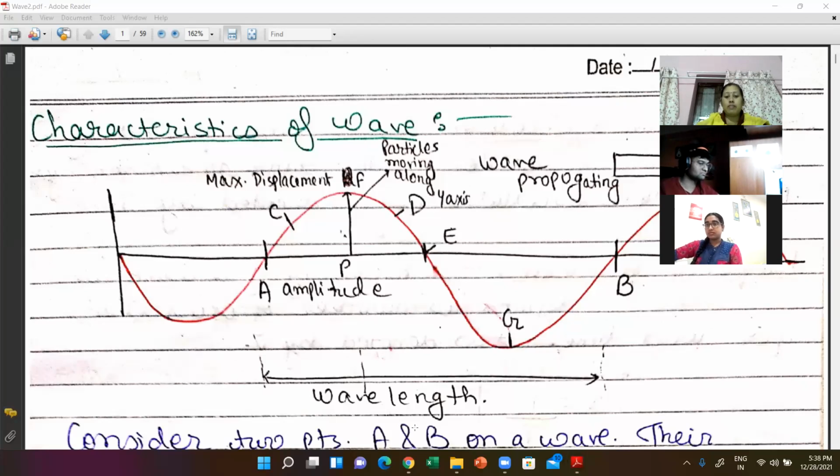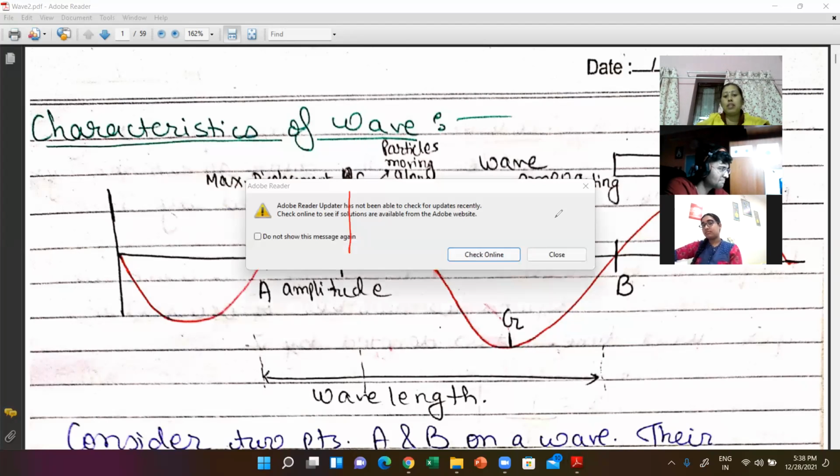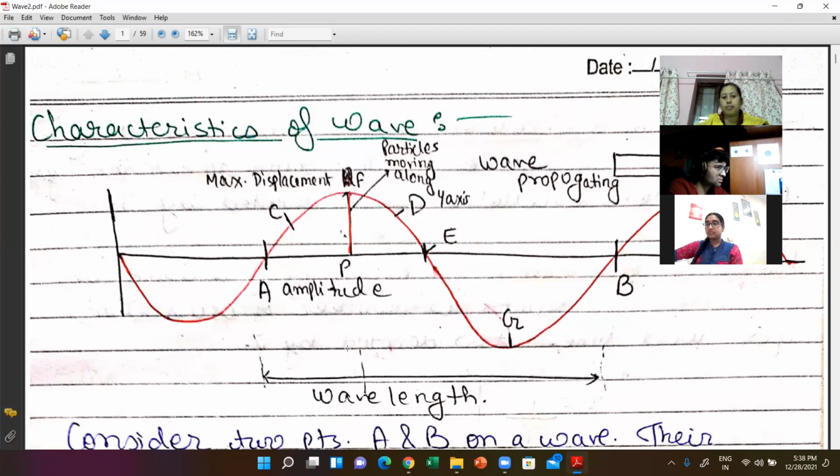Fine. This is the wave. Okay. Height of the wave is known as what? My amplitude. This thing you know it very well. Length of the wave is what? From crest to this top. From here, crest to crest. Crest to another crest or top to another top is what? My wavelength.